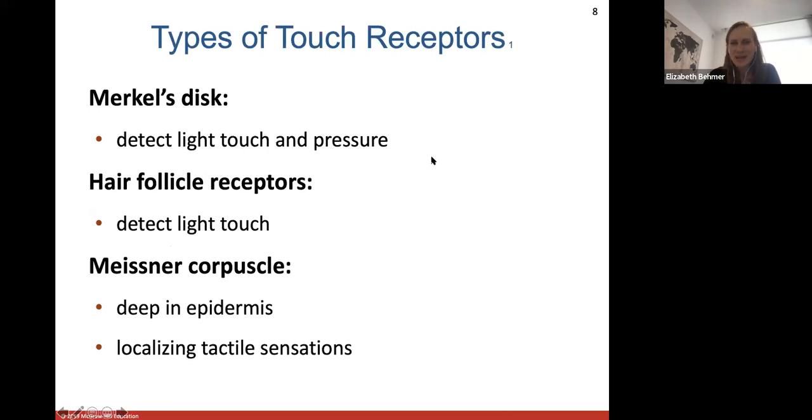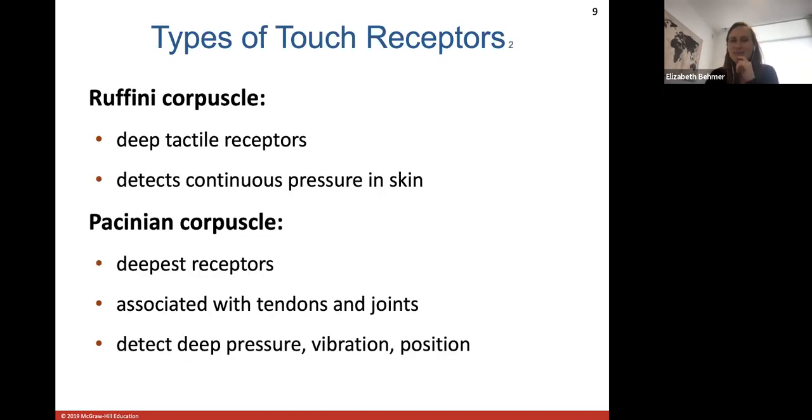These are different types of touch receptors, and you might recognize some of these words from when we went over them in your integumentary system, because we see a lot of them in the dermis and epidermis layers of your skin, where they should be. Your Merkel's discs detect light touch and pressure. Hair follicle receptors detect light touch. Meissner's corpuscles are deep within the epidermis to help localize tactile sensations. So they help you perceive the ability to feel two points on your skin.